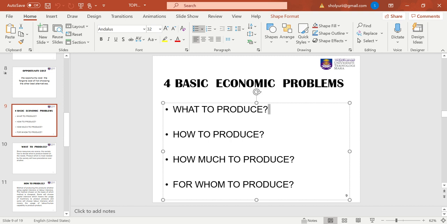So, for example, nak bina rumah kan, kalau di negara maju, kalau labor intensive untuk buat satu buah rumah, you need to hire 10 labor. Tapi because the country is high income country, their wages are expensive, mahal. So much better for high income country, developed country ni, we use capital intensive, meaning that membina rumah menggunakan machinery.